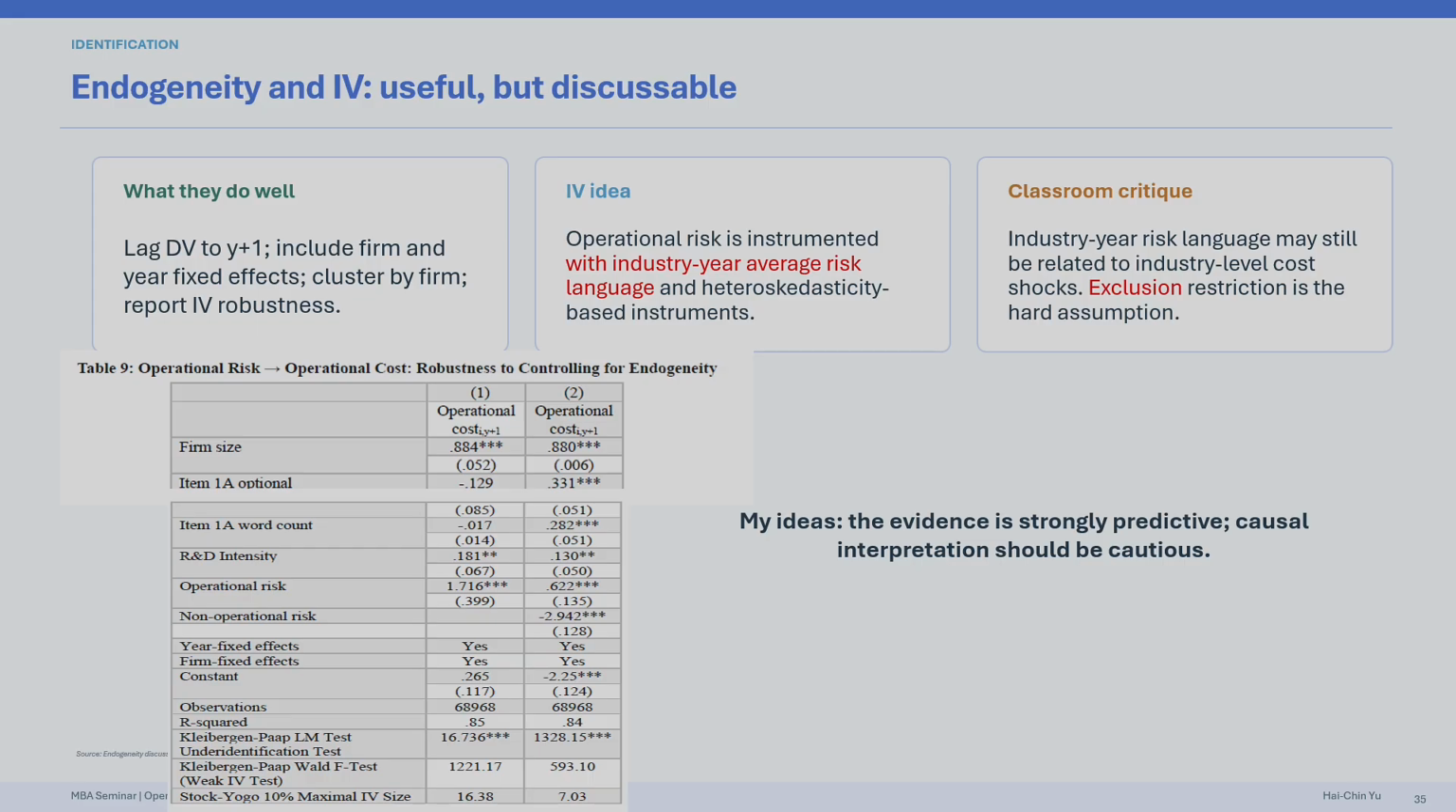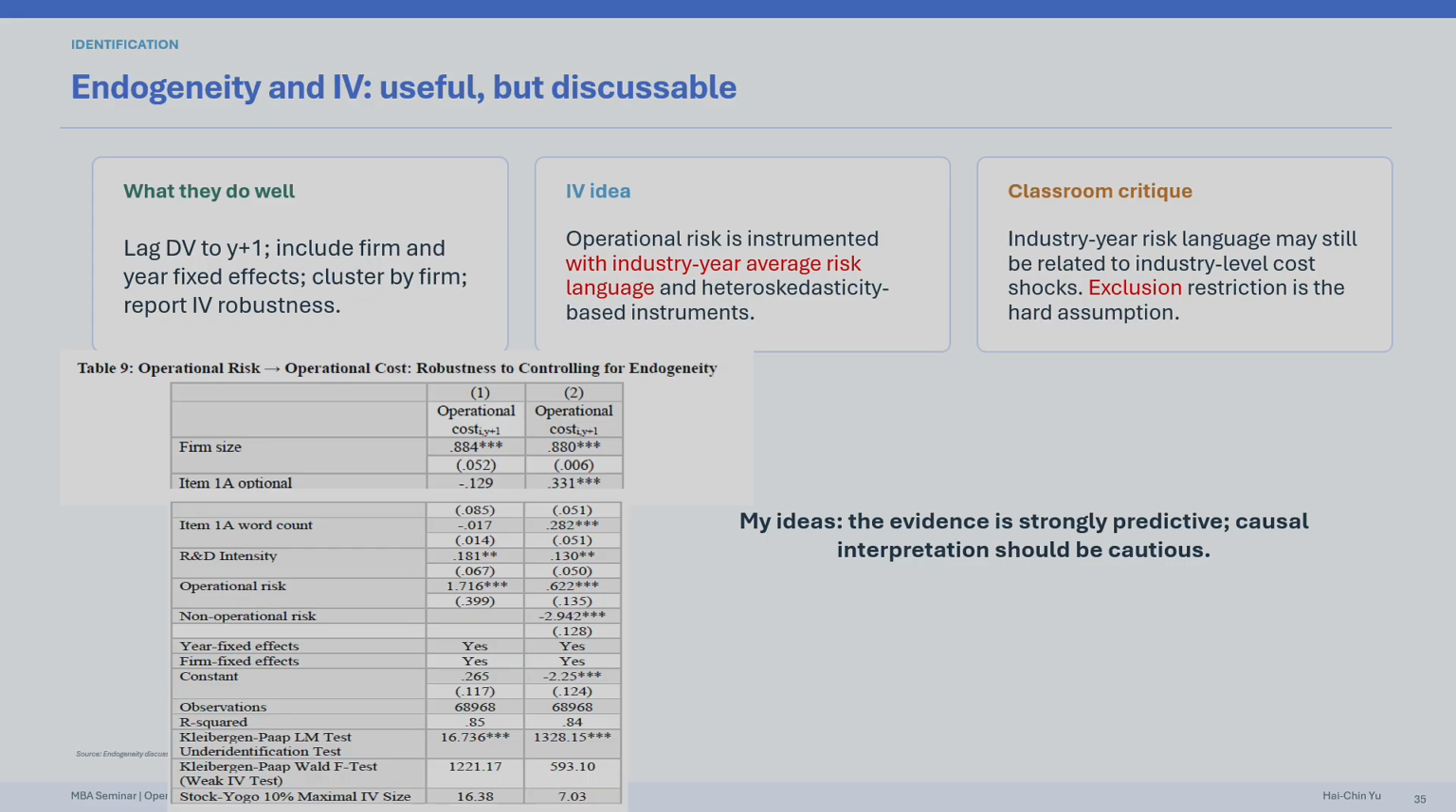So they instrument the operational risk using the industry average risk leverage, a risk measure. But this is the second stage. We can see that the result doesn't change. It is positively and significantly related to operational cost in the next term, right?